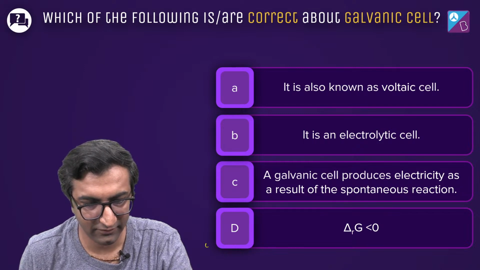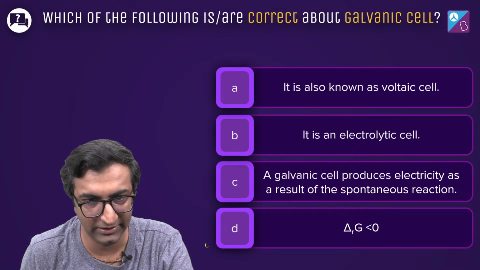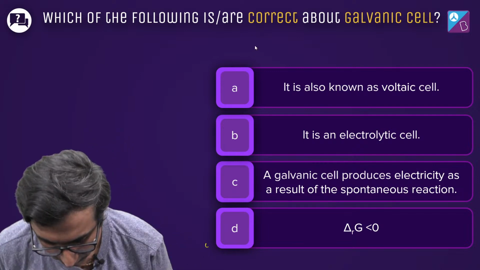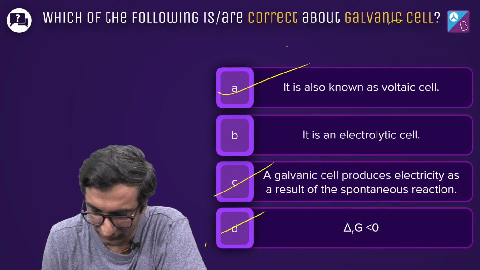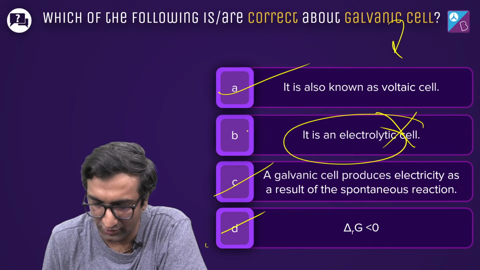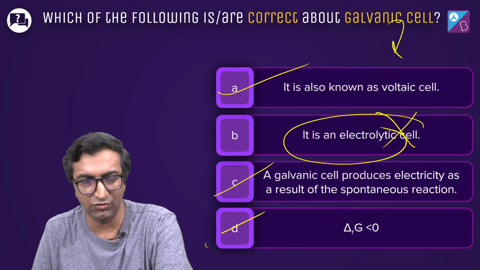So if option D is correct, then option C should also be correct. Okay, that is for sure. And this is just a definition. Voltaic cell बोलते हैं इसको, galvanic को voltaic बोलते हैं. It cannot be electrolytic because अपने आप हो रहा है, spontaneous is not going to be electrolytic. So A, C, and D should be correct over here.